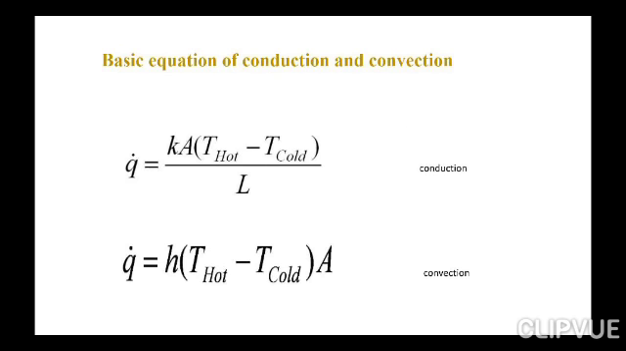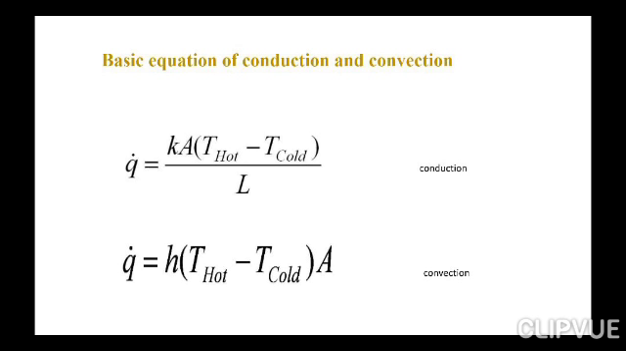Now we should know basic equation of conduction and convection. First, for conduction, Q is equal to KA del T divided by L, where Q is equal to heat transfer through a wall in unit time, K is equal to thermal conductivity of a material, A is equal to area of the wall. Del T means temperature difference, T2 minus T1 or hot temperature minus cold temperature, and L is equal to thickness of the wall.